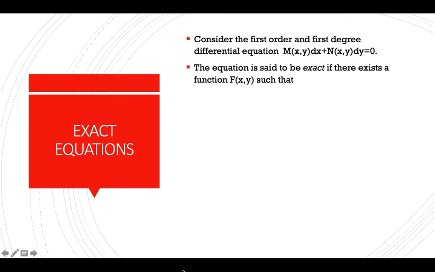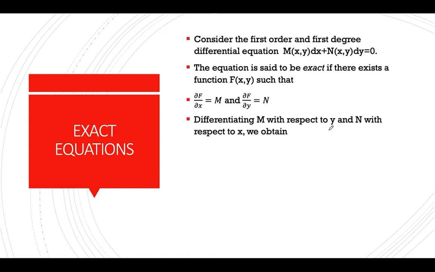The equation is said to be exact if there exists a function f, which is a function of x and y, such that the partial derivative of f with respect to x is equal to M and the partial derivative of f with respect to y is equal to the function N.